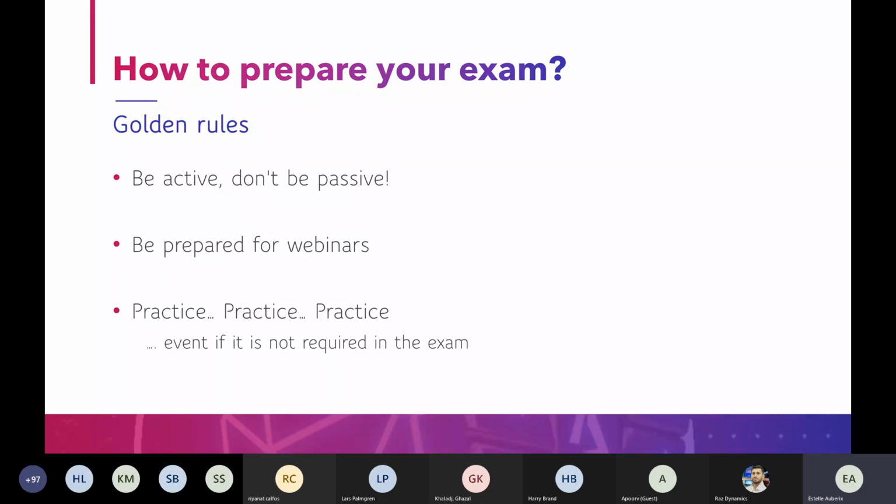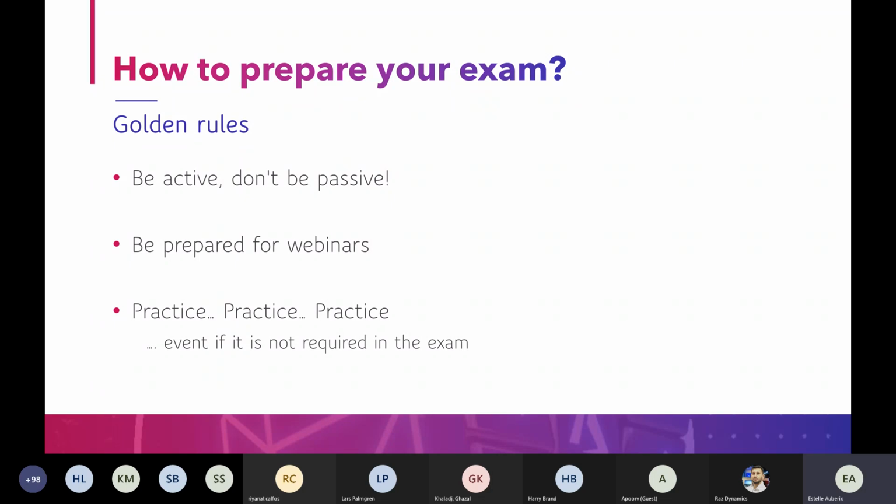So the golden rule to prepare for the exam: be active, don't be passive. That means when you see an MS Learn module, sometimes you have some exercises to do. Do it. This is my advice. Don't just read the exercise. Don't follow the MS Learn module like it's a video or a TV show. Each time you have to be active. Each time you have to fill in an exercise. Each time you have to do a lab, do it.